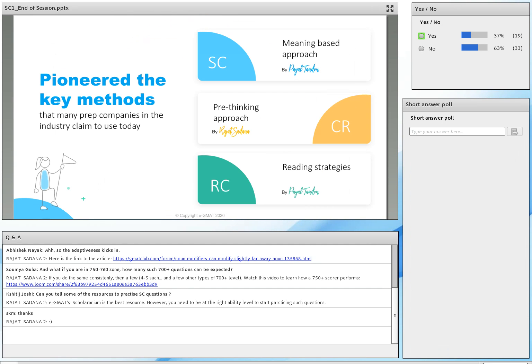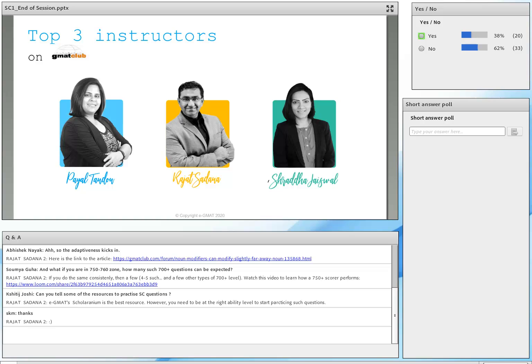Okay, and the reason for this is, your success comes when you use the right kind of methods. And at e-GMAT, we pioneered the three approaches. The meaning-based approach, which Payal Tandon, my co-founder, pioneered, as well as the reading strategies approach in RC. And then pre-thinking, which was something that we pioneered in 2012. And right now, more than one test prep company uses that approach. And that's one of the reasons we are, and Shraddha is, one of the top instructors on GMAT Club.